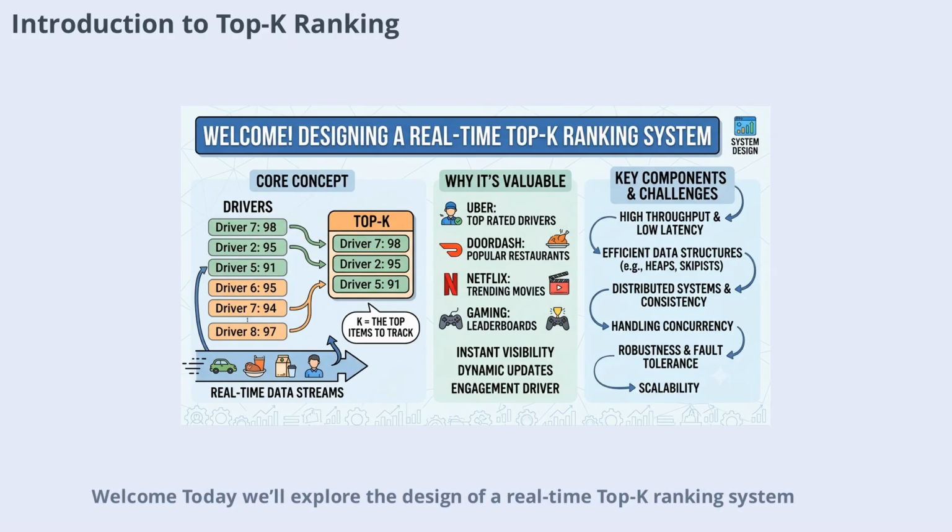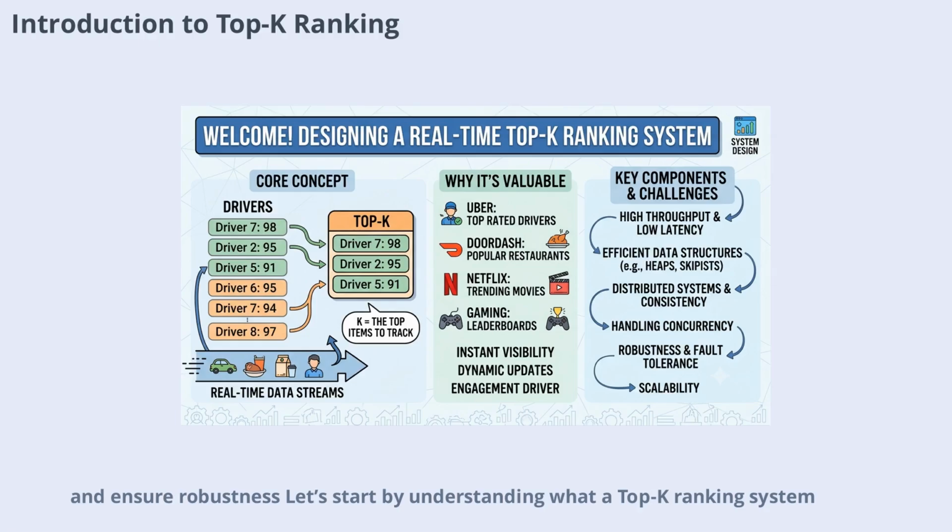Welcome. Today, we'll explore the design of a real-time top K ranking system, a popular interview question at companies like Uber. This system is essential for scenarios where you need to track and display the top K entities, such as users, drivers, restaurants, or products, based on their scores, updating in real time as new data arrives. We'll break down the requirements, discuss data structures, handle concurrency, and ensure robustness.